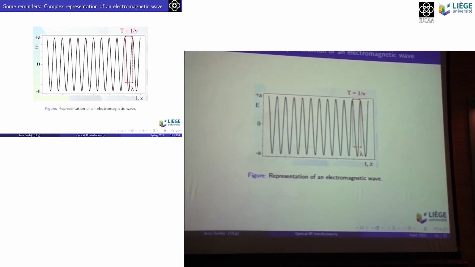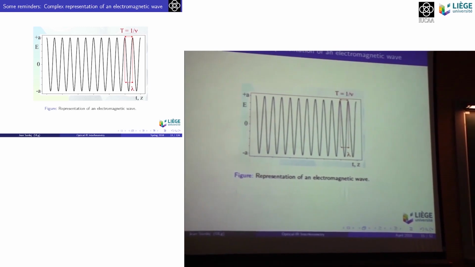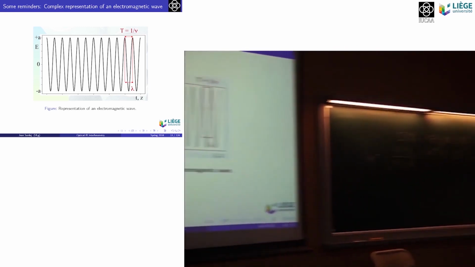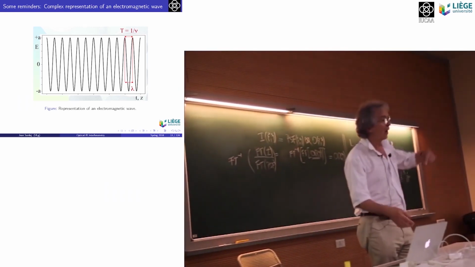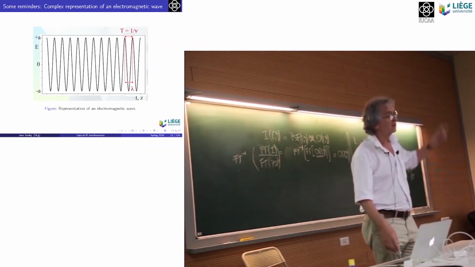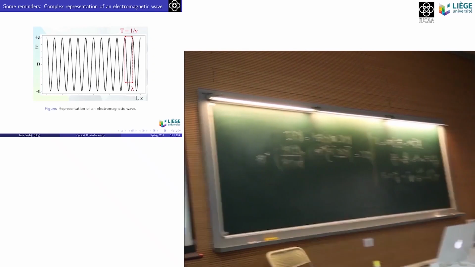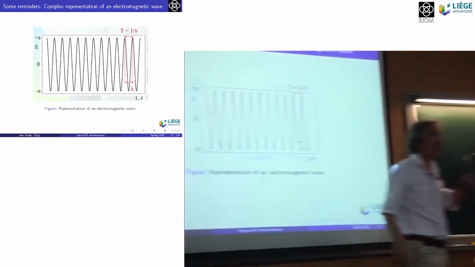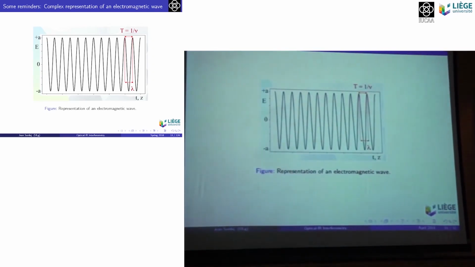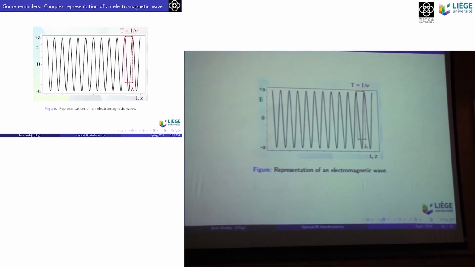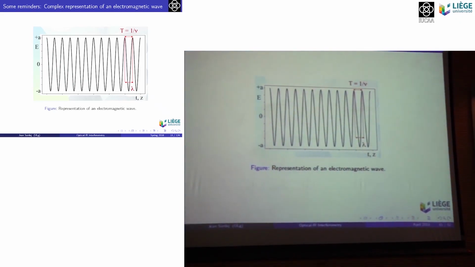Now, you could consider that we stay at the same spot along the z-axis, for instance z equals 0, and look how the wave varies as a function of time. Now, the separation between two crests will be the period T, equal to 1 over nu. Now, by multiplying T by c, the velocity of light, this is equivalent to the wavelength.